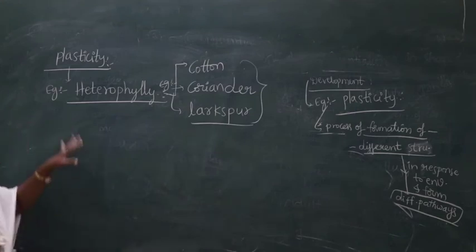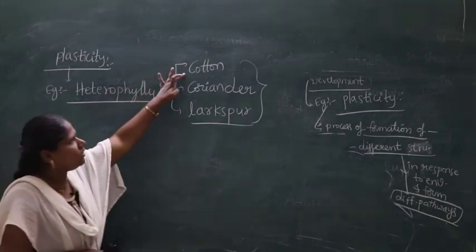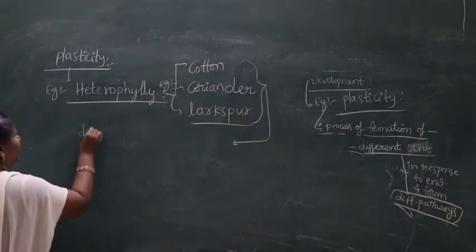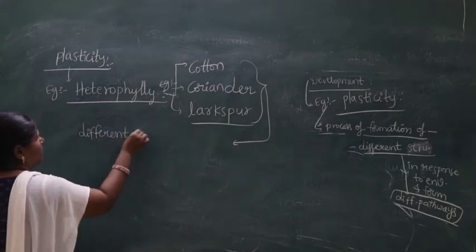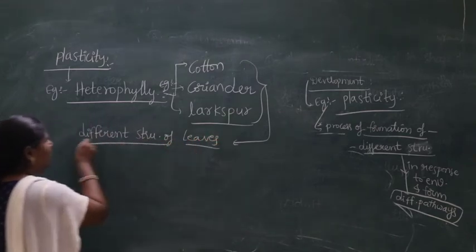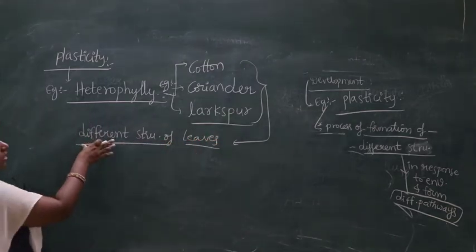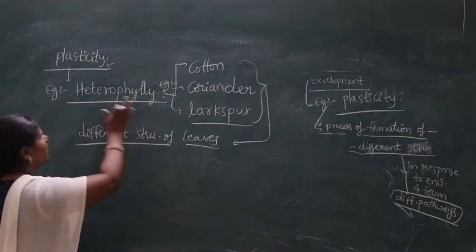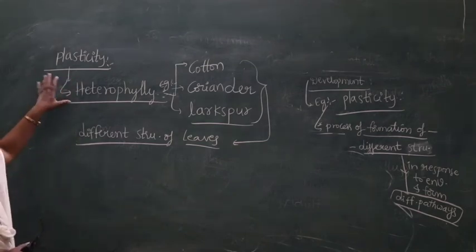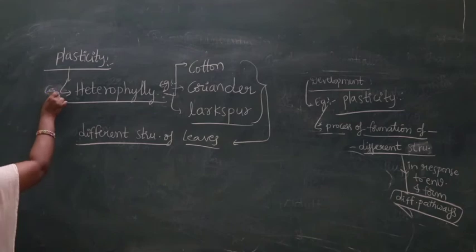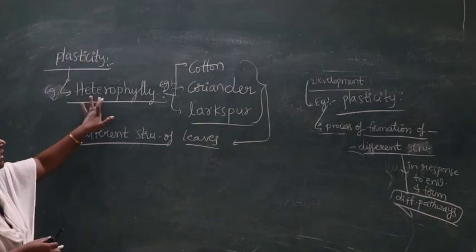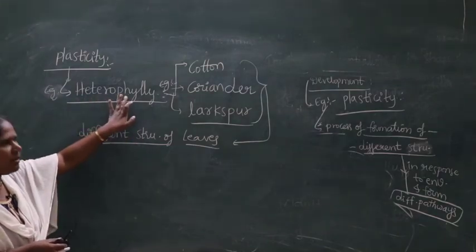What happens? Why do you call this heterophily? In cotton, coriander and larkspur, we find a different structure of leaves. The formation of different structures of leaves is heterophily. So, for plasticity we can take plasticity in terms of leaf. An example is heterophily. Hetero means different structures, and phily means leaf.